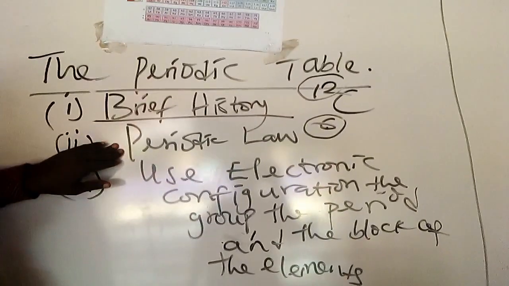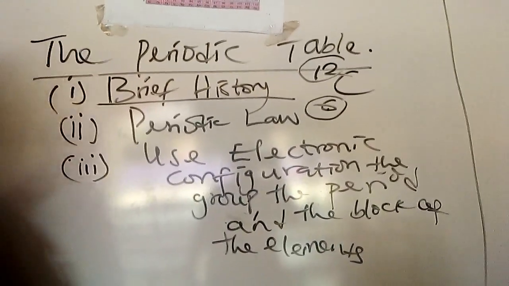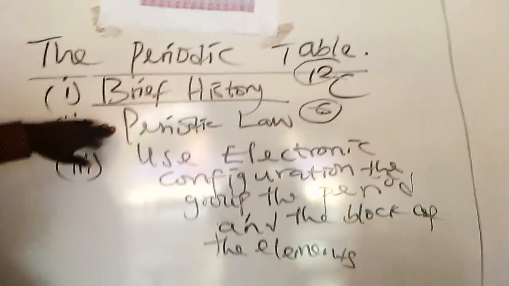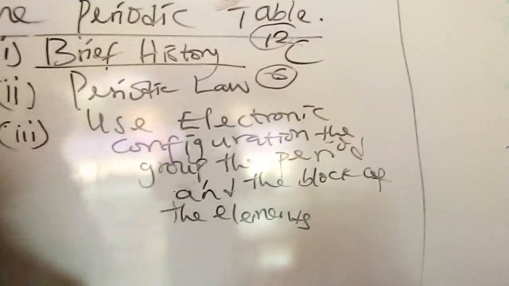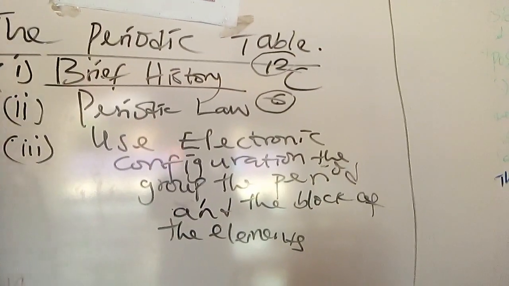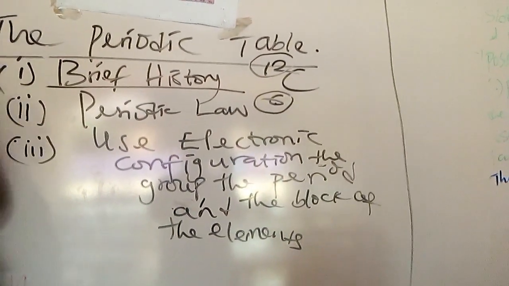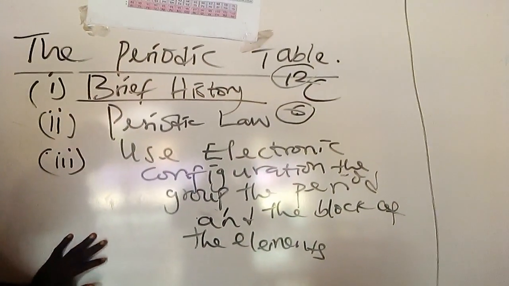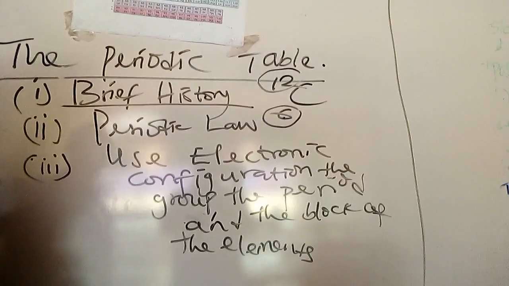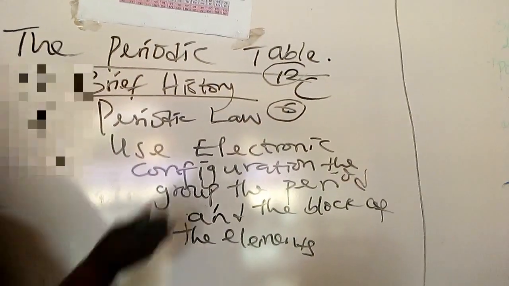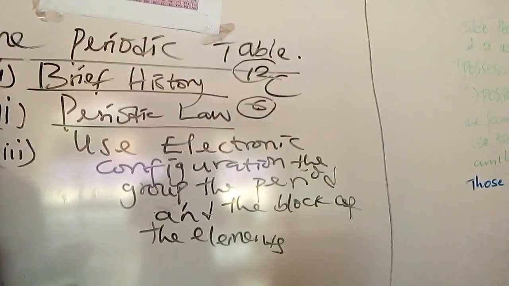We'll be looking at the periodic law. The periodic law states that the properties of the elements are a periodic function of the atomic number instead of their mass number. So that's all about the periodic law.